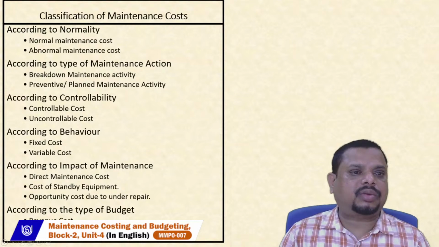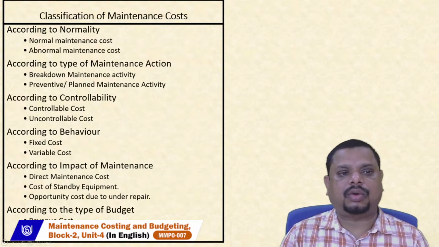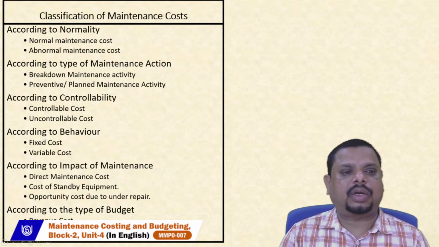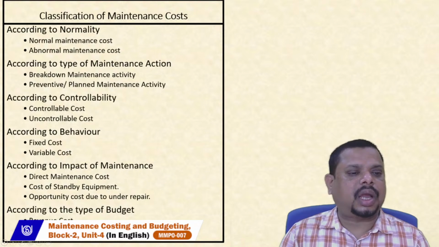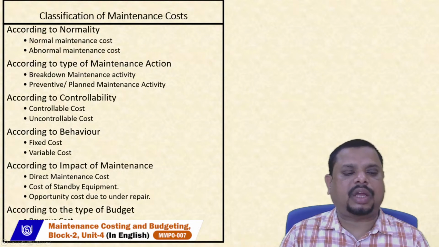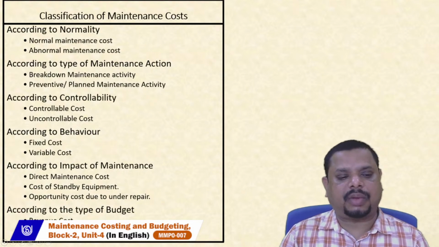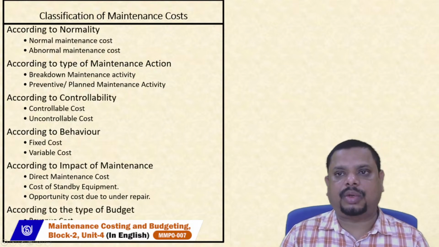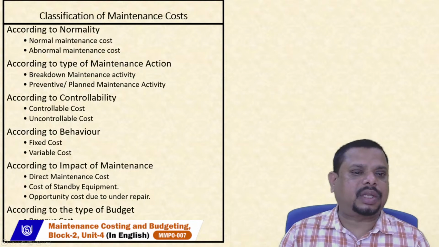So moving to next one, the next one is classification of maintenance cost. According to the normalities, we have normal maintenance cost and abnormal maintenance cost. According to the type of maintenance action, we have breakdown maintenance activities, and preventive and planned maintenance activities. According to the controllability, we have controllable cost and uncontrollable cost, and according to the behavior, we have fixed cost and variable cost. According to the impact of maintenance, we have direct maintenance cost and cost of standby equipment. And similarly, the last one we have opportunity cost due to under repairs. And maintenance cost according to the budget, we have revenue cost and capital cost.